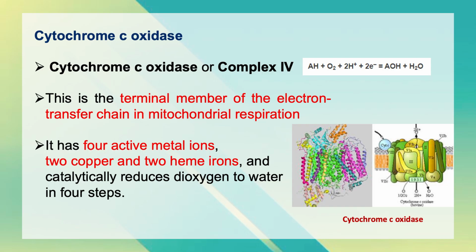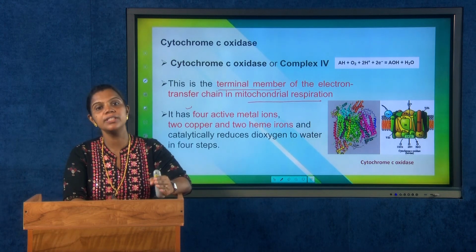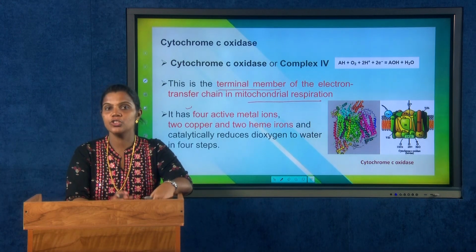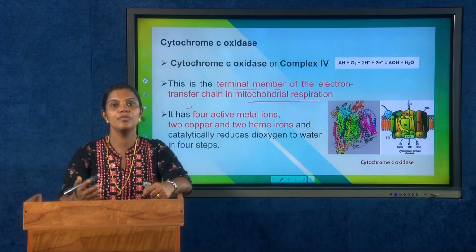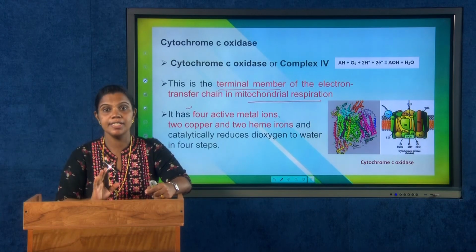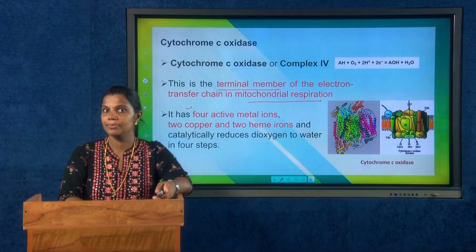Now, we move on to the next category of enzyme, that is the cytochrome C oxidase, which is also an oxidase enzyme. It is a very important example. It is the terminal member of the electron transfer chain in mitochondrial respiration. We will learn about cytochrome C oxidase in the electron transport protein lectures in the coming videos.